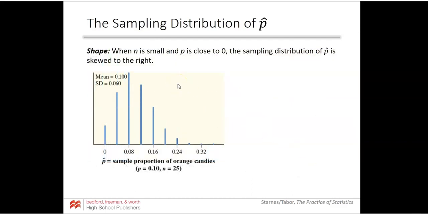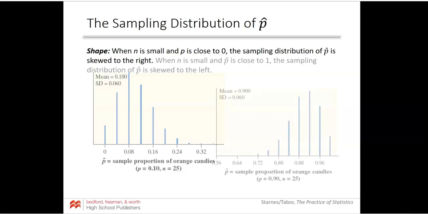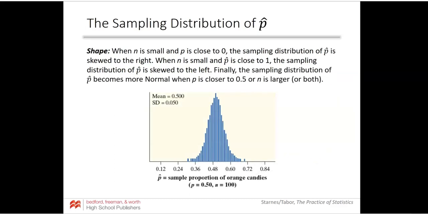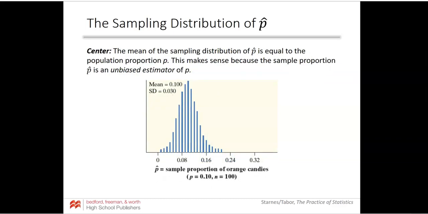So when n is small and p is close to zero, it's almost always skewed right. If you're taking a smaller sample size, say 25 instead of 100, and p hat is 0.1, that's going to be skewed right. When n is small and p is close to 1, it's going to be skewed left. When p is close to 0.5, it's going to be approximately normal. In this one, n is a little larger, n is 100. P is 0.1, which is close to 0, so it is probably going to be skewed right, but it's closer to approximately normal there.